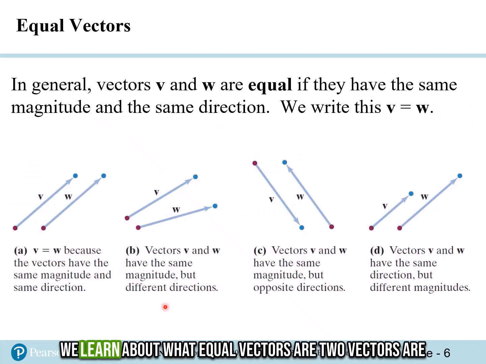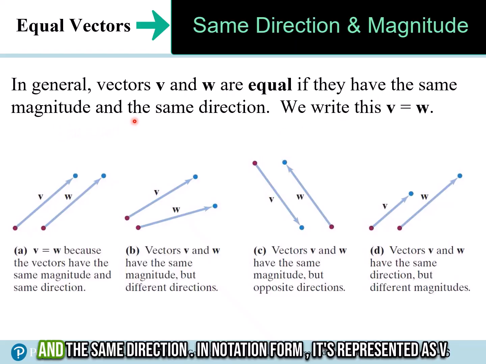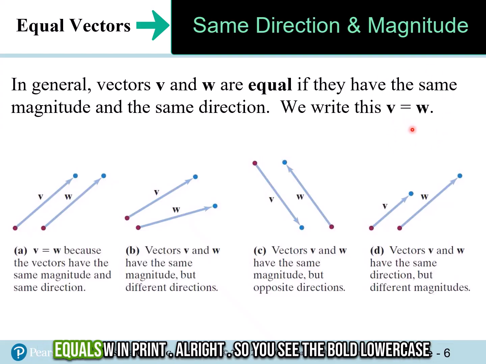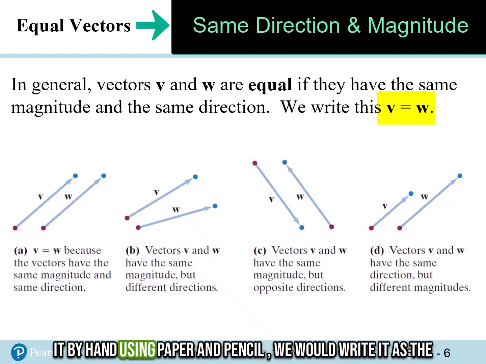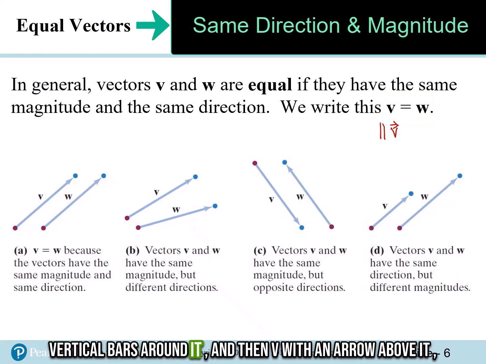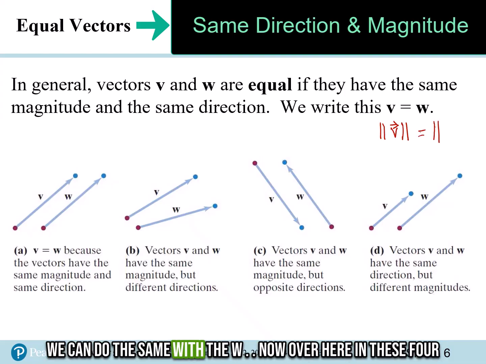All right? We'll learn about what equal vectors are. Two vectors are considered to be equal if they have the same magnitude and the same direction. In notation form, it's represented as v equals w in print. All right, so you see the bold lowercase letter v equals the bold lowercase letter w. If we are writing it by hand using paper and pencil, we would write it as the vertical bars around it and then v with an arrow above it and then close the vertical bars on the other side, and then we can do the same with the w.